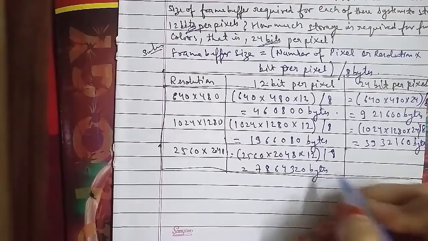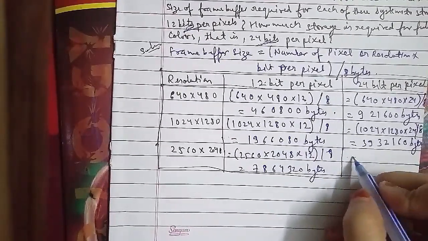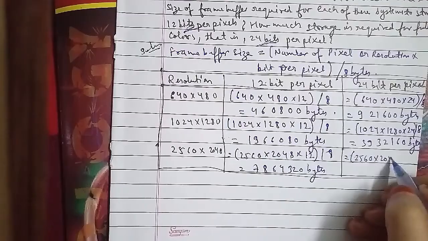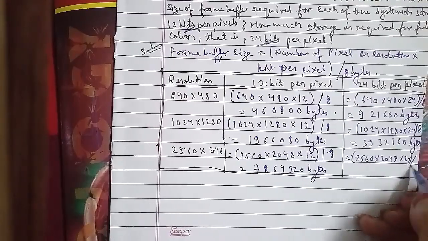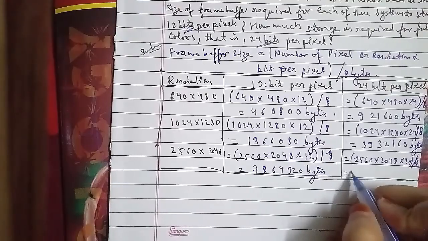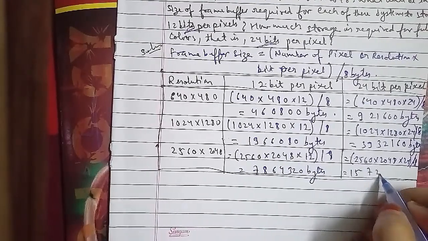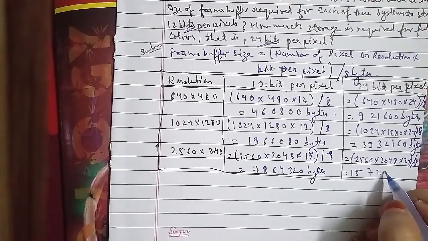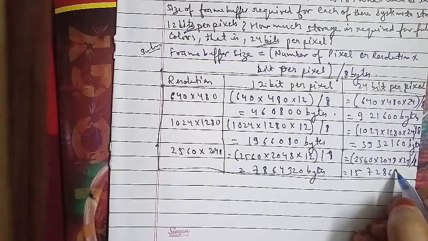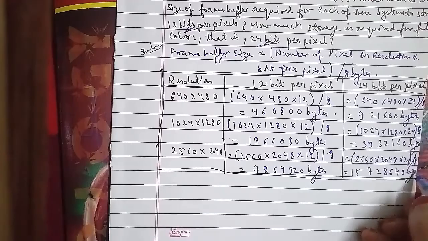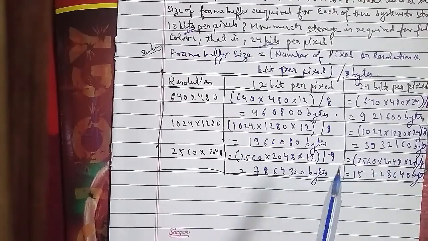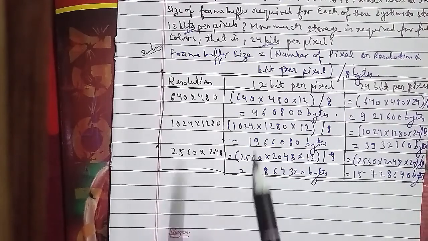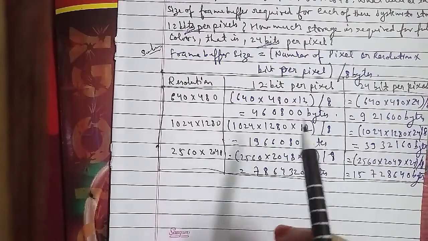Let's go ahead with another question. Consider two raster scan display devices with the resolutions of 640 by 480 and 1024 by 1280. How many pixels will be accessed per second in each of these systems by the display controller that refreshes the screen at the rate of 60 frames per second, and also find the access time per pixel. So we'll have to find the access time per pixel as well, so let's go ahead with the question.